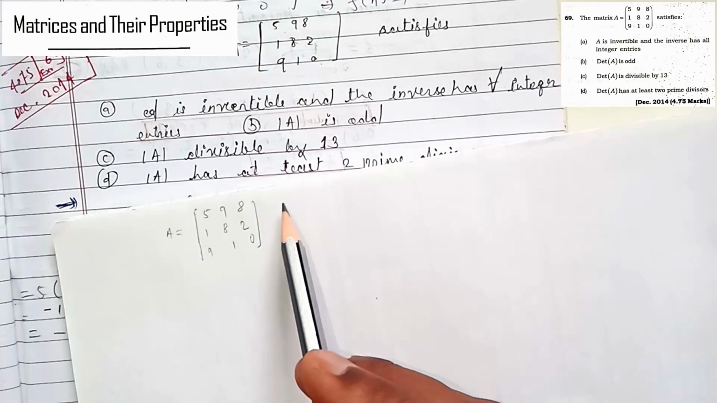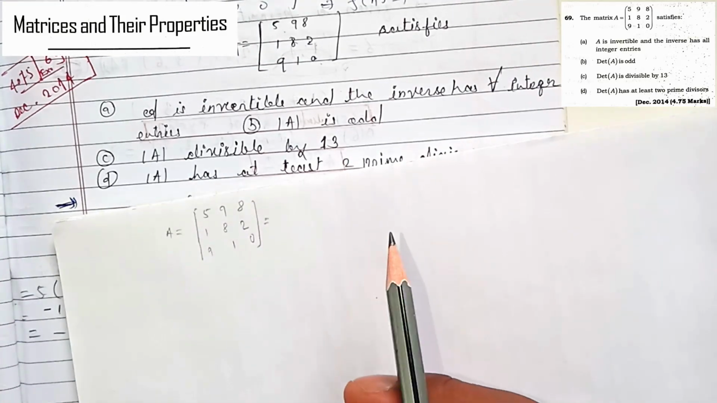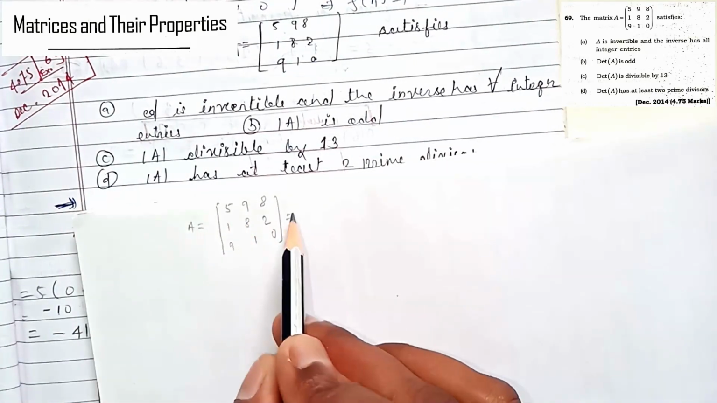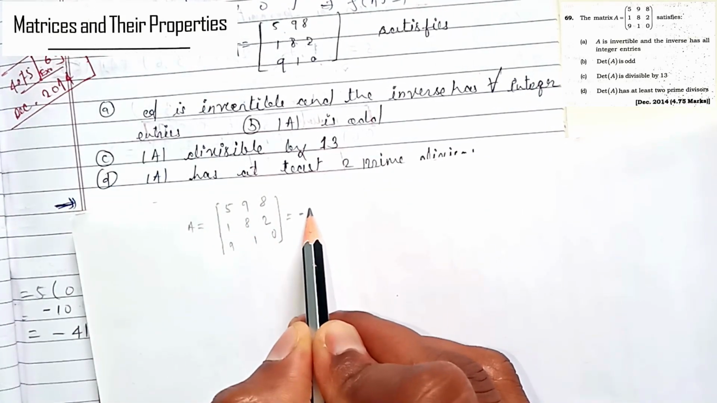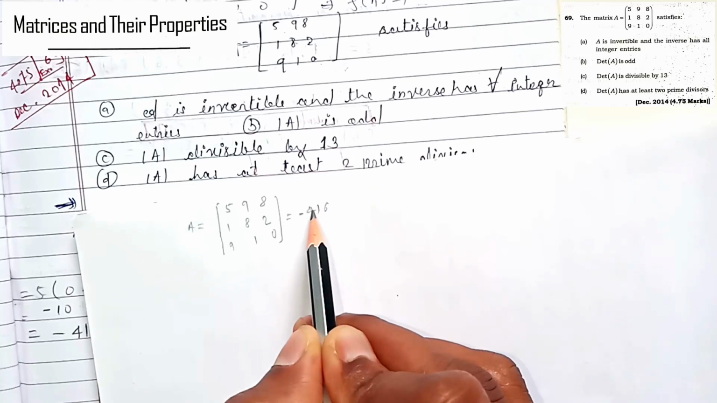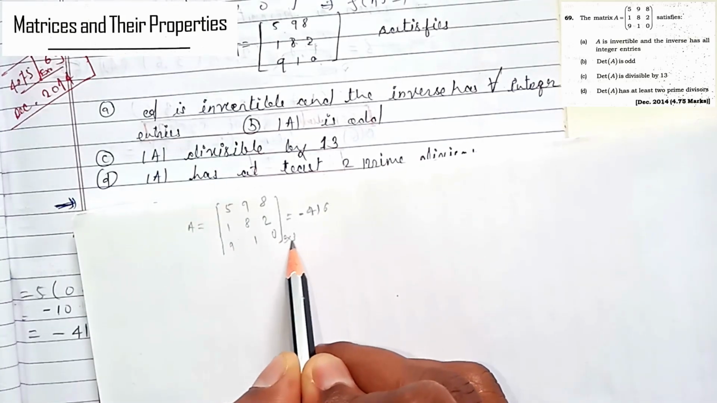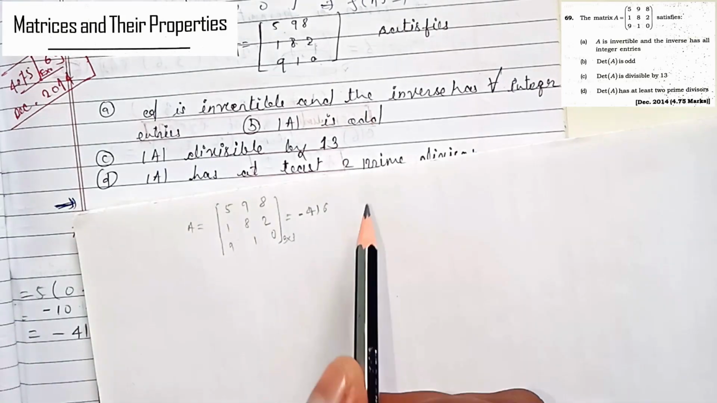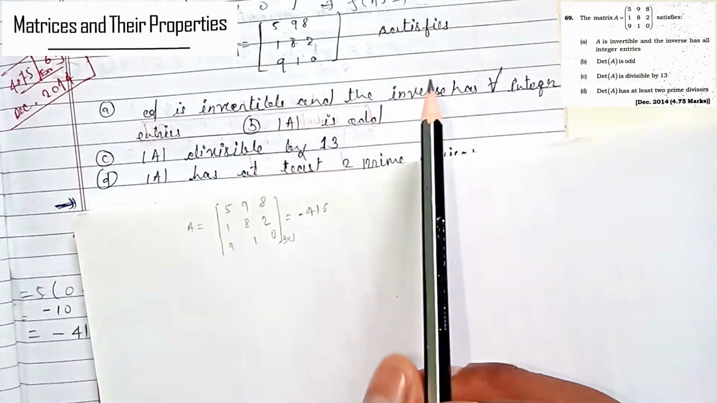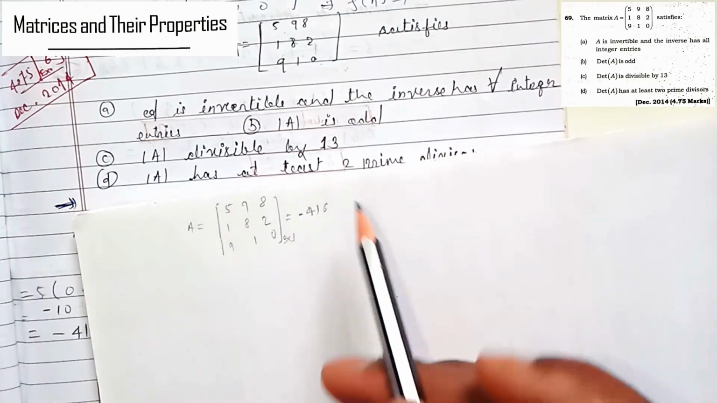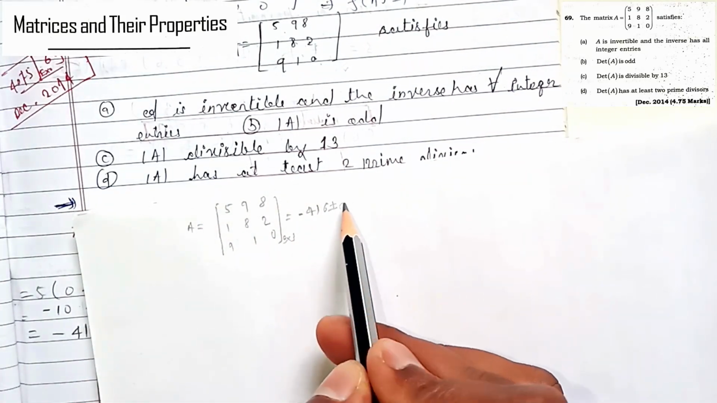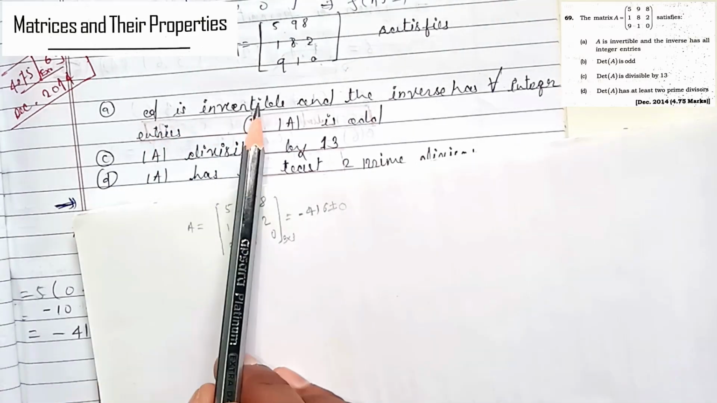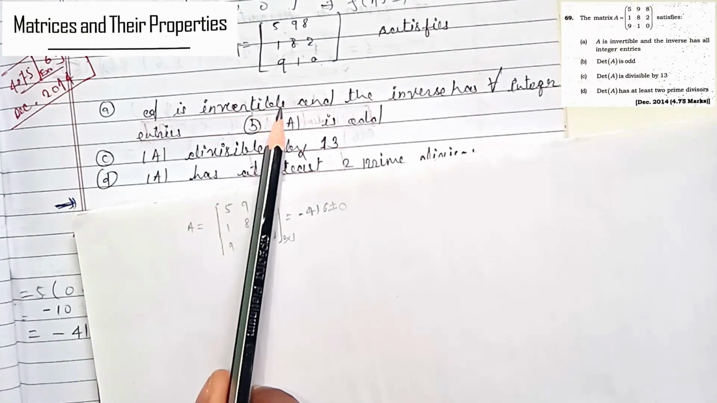I do not have to solve this determinant because it is time-consuming, so I'm not going to solve it here. You will get minus 416, which is the determinant of our 3 by 3 matrix. You can see that the determinant is non-zero, which means the matrix is invertible. So the first part, A is invertible, is true.